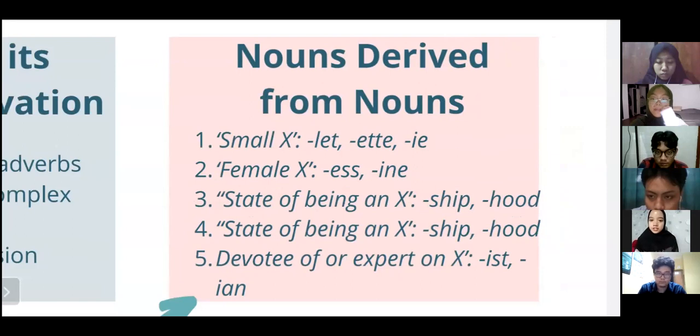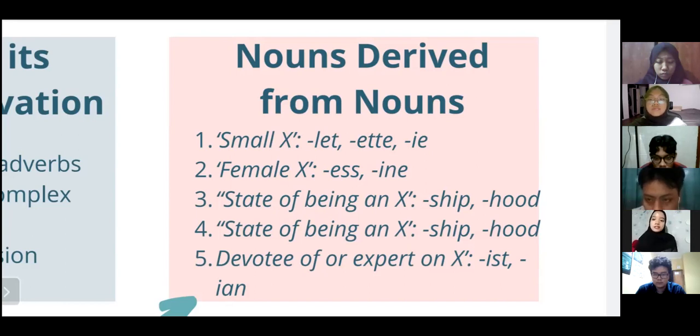Well, the first derivation is nouns that are derived from nouns. Not all derivational processes change word classes; in this case, nouns can also be derived from nouns themselves. English has derivation processes that yield nouns with meanings such as in these five examples. The first one, small X, with suffixes like -let, -ette, and -y. For example, small X is found in words like droplet, booklet, cigarette, and doggy.